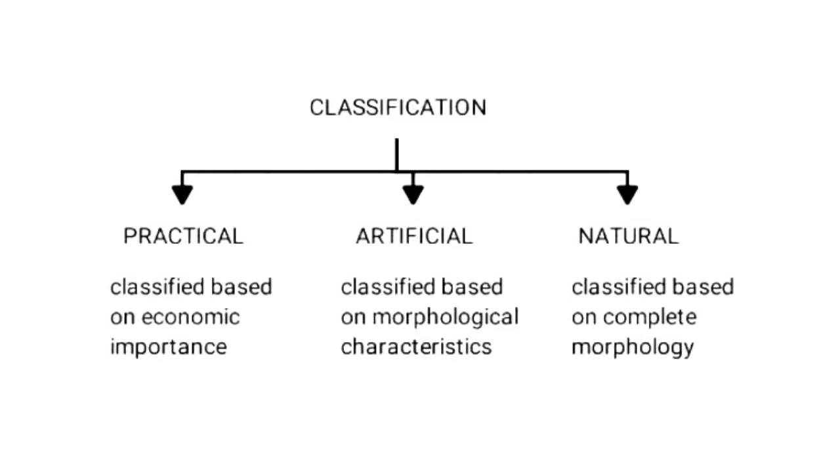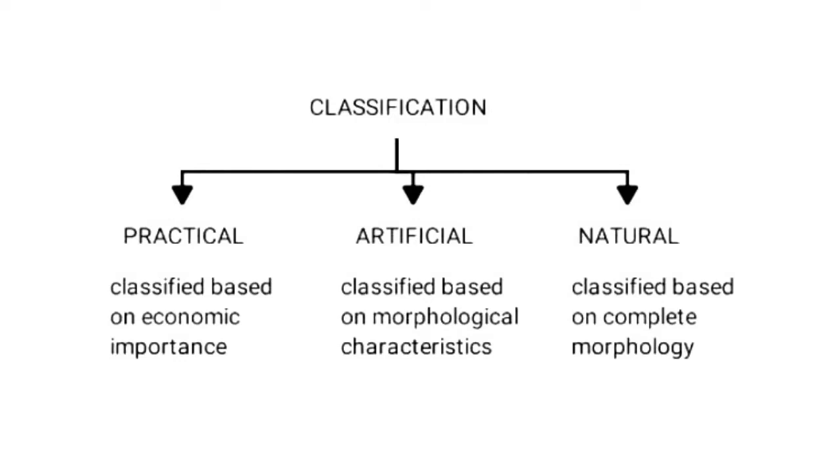The second classification that I have to say is what? Artificial classification. In this type of classification, plants are classified on the basis of one or two, or a few, morphological characters. That is, overall morphology is not considered. For example, the classification proposed by Linnaeus is an artificial classification, right?